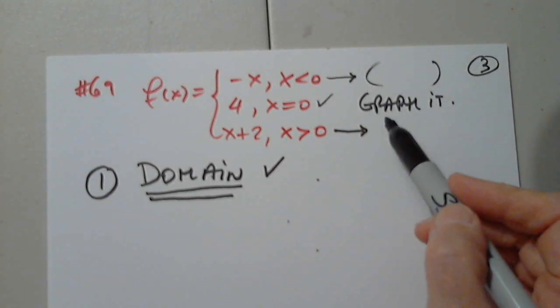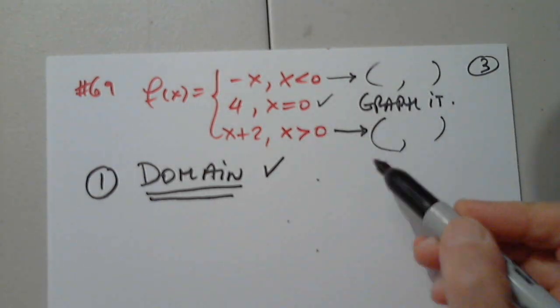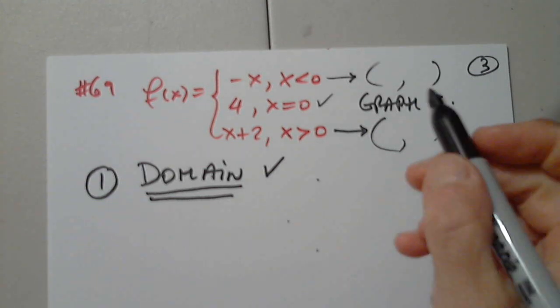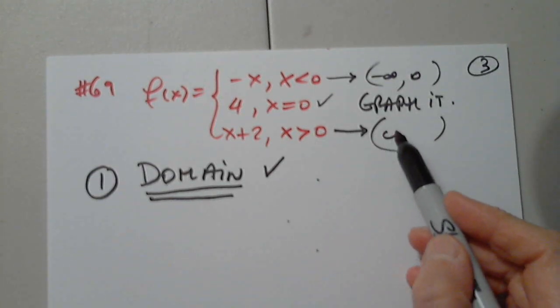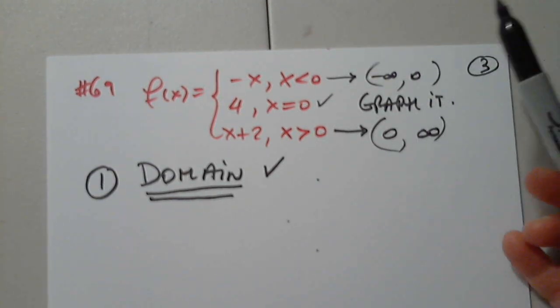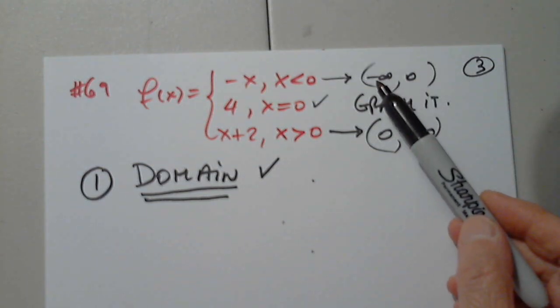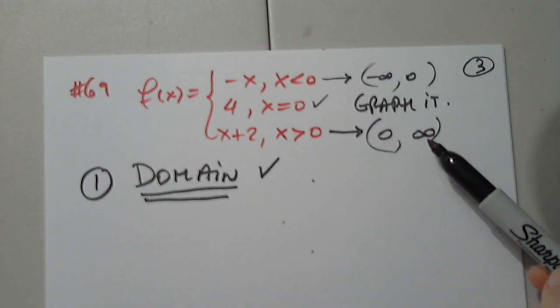And change this into the interval notation. Can anyone give us the interval notation for x less than 0 and for x greater than 0? Negative infinity, 0. Very good. And 0, infinity. Very good. So now we identify the domain: everything between negative infinity and 0, and everything between 0 and infinity.